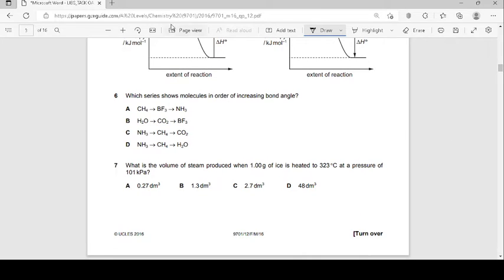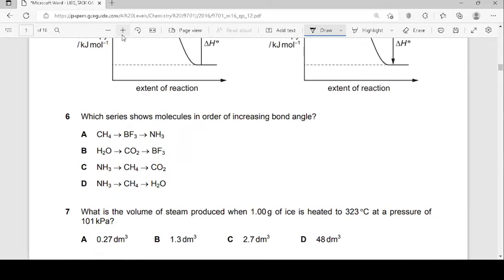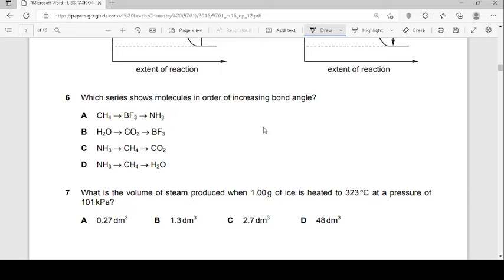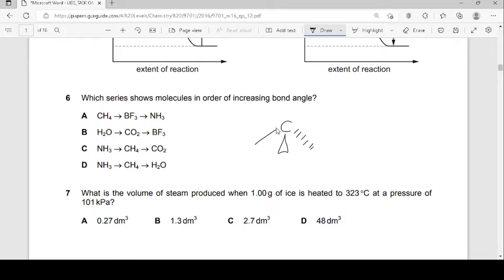Which series shows molecules in order of increasing bond angle? So CH4, if I just draw it out, carbon has 4 electrons in its valence shell, right? Carbon atom. So you can just draw it out. I'll just draw it like this, okay?